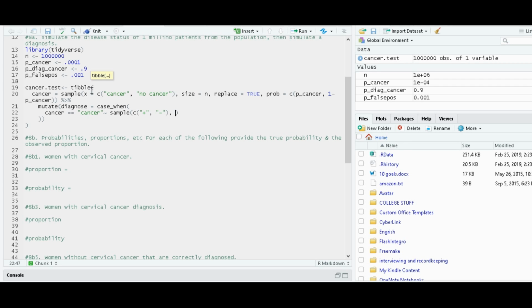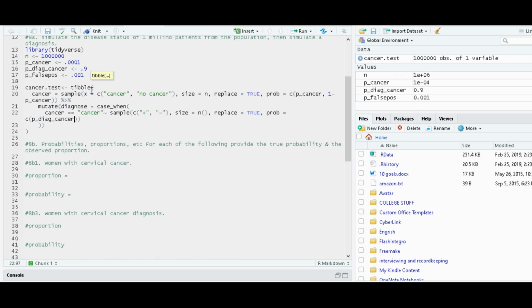Size. Probability is the probability of getting diagnosed with cancer, because these people have cancer. The probability of getting diagnosed with cancer if you have cancer, and then the negative is this, of course.